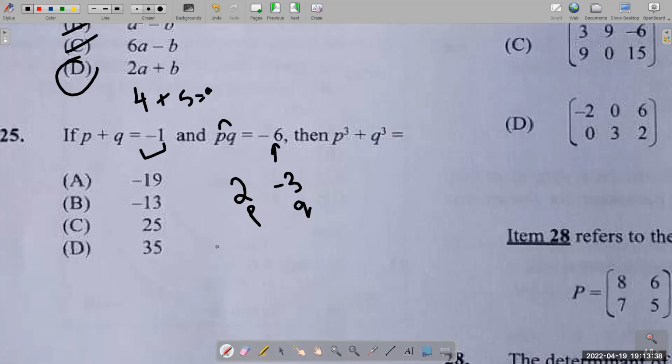What is it going to be, guys? Somebody say A. Do you agree or disagree? Because to the third power means 2 times 2 times 2, right? Plus -3 times -3 times -3. 2 times 2 times 2 is what? That's a big, serious question. What is 2 times 2 times 2?